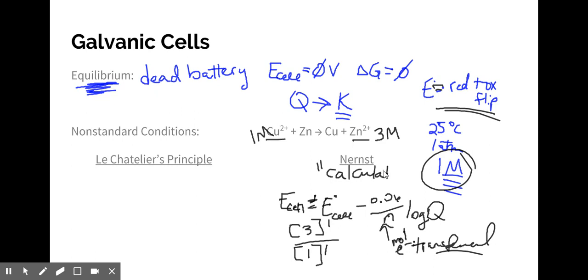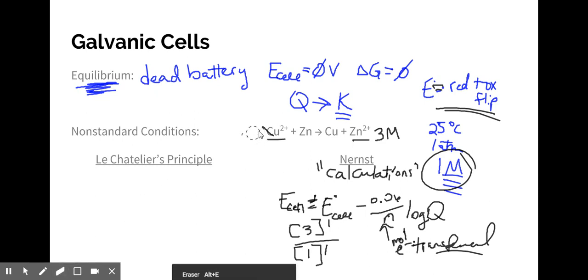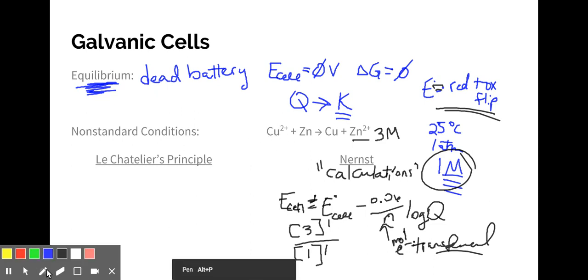So if it's anytime talking about calculations, justify with calculations, calculate the E cell value, or if both of these concentrations were changed. So you see how this one stays at 1 molar, but this one's at 3 molar? If this one was at maybe 2 molar and that one was at 3 molar, they're both at non-standard conditions, then you would definitely have to use the Nernst equation. If that's not the case, however, you can definitely use Le Chatelier's principle in order to justify what's going to happen at non-standard conditions.